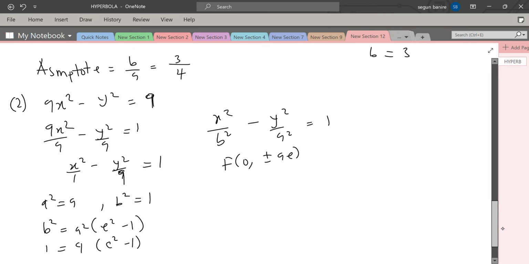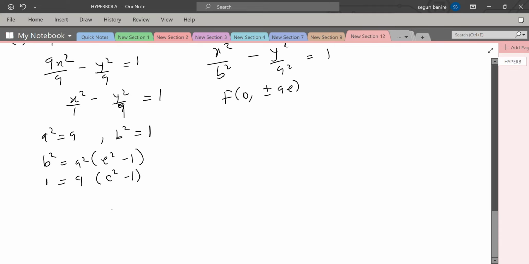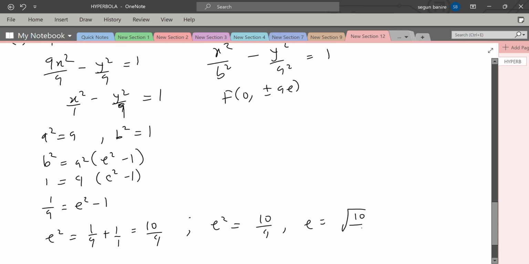So if you solve this, 1 over 9 is equal to e squared minus 1. e squared is equal to 1 over 9 plus 1. So that will give you 10 over 9. If you do LCM, you get 9. 9 plus 1 gives you 10. So what do we have? e squared is equal to 10 over 9. So e is equal to the square root of 10 over 9, which will give you root 10 over 3.